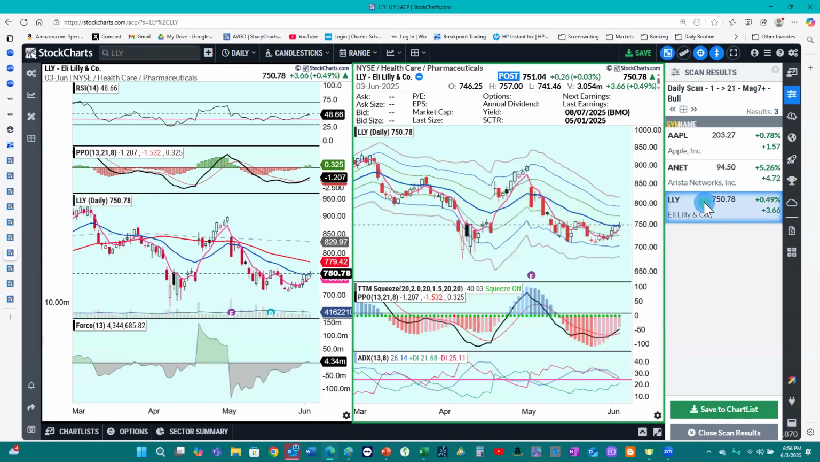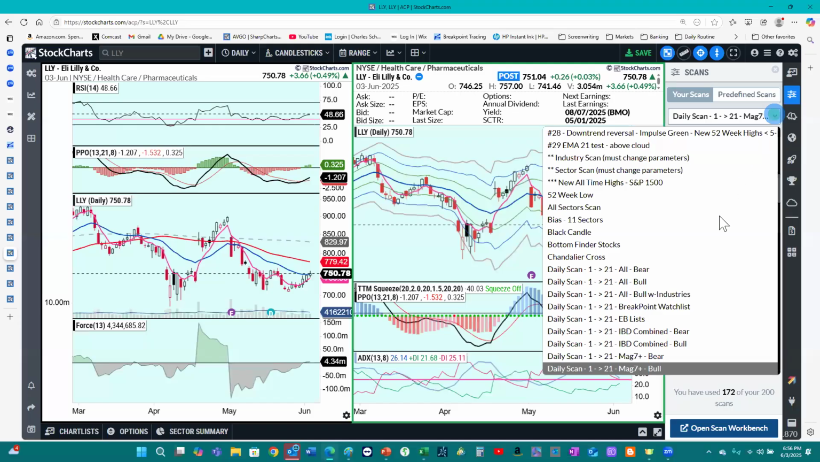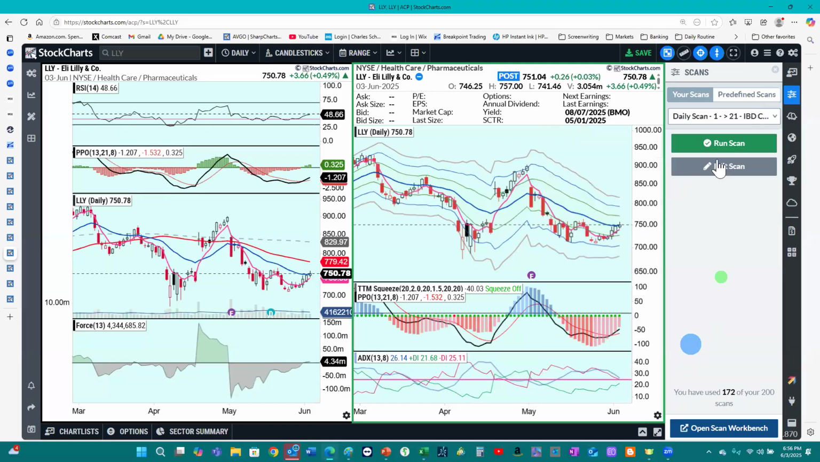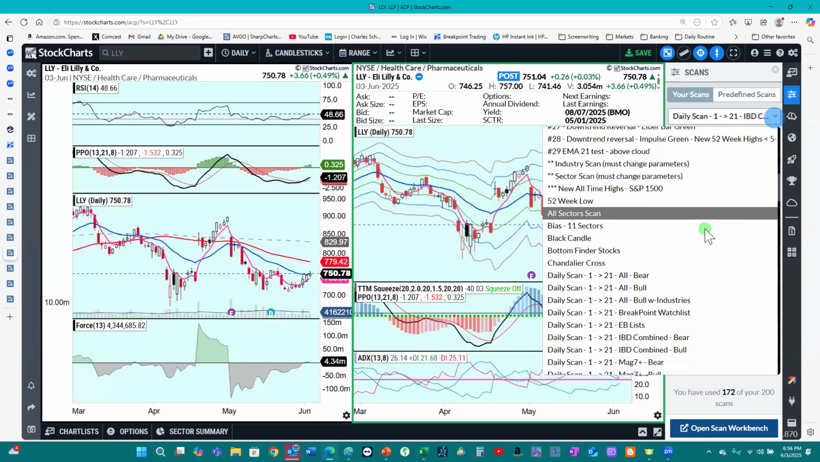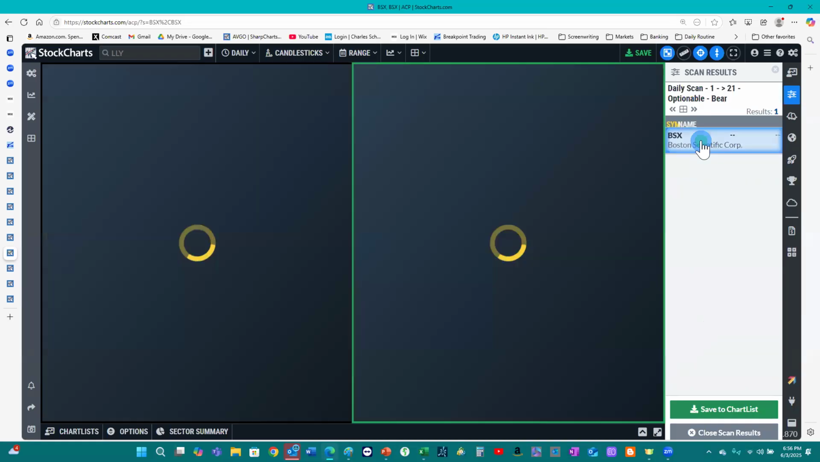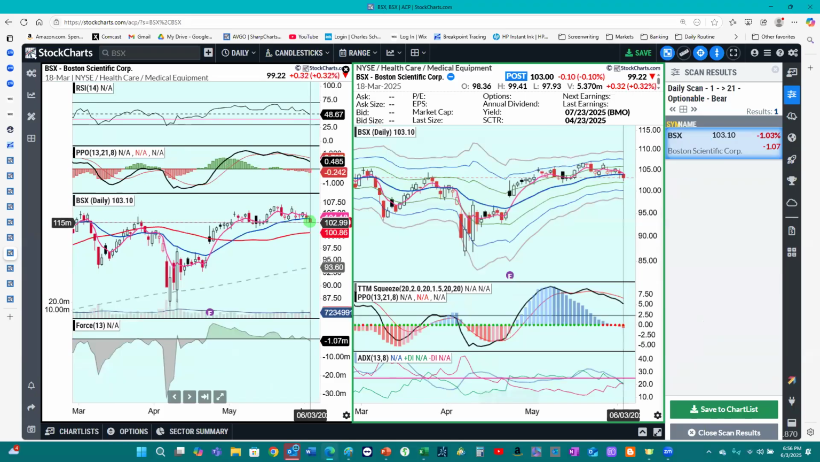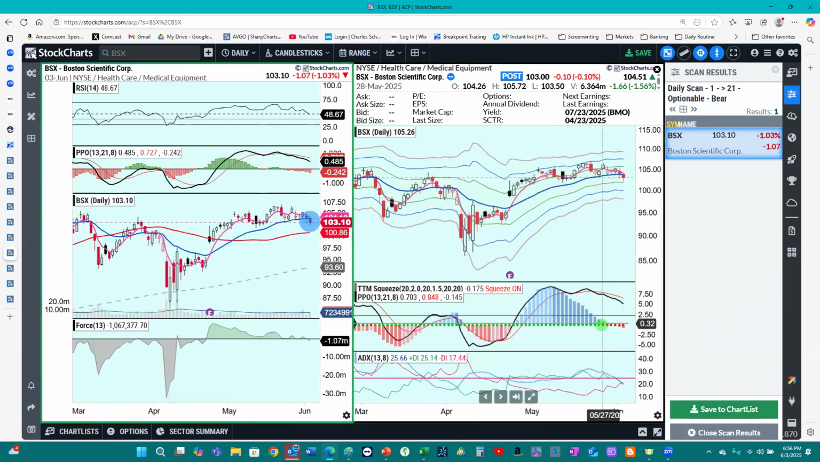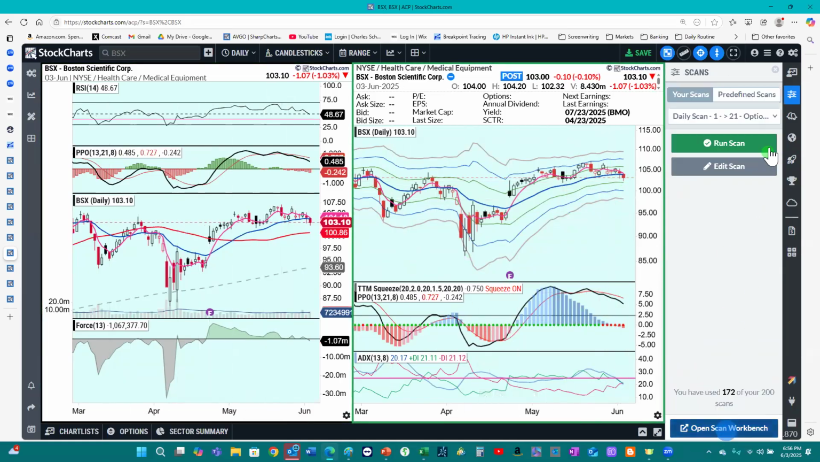Eli Lilly is also on the list. So this, again, pulled back a little bit right at the end of the day today, but it is on the daily scan list over here. So those look like good ones. IBD, I think had one. Nope, nothing on IBD. Let's look at the bears. Boston Scientific. Starting to move lower. Right there, it has a squeeze going right now, so it looks like the squeeze is firing to the downside. So Boston Scientific might be a good short.